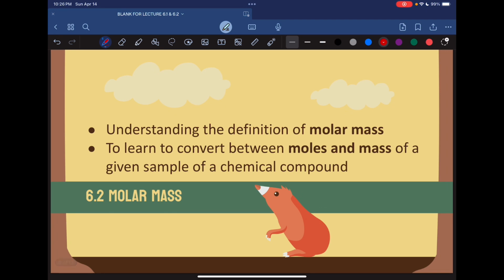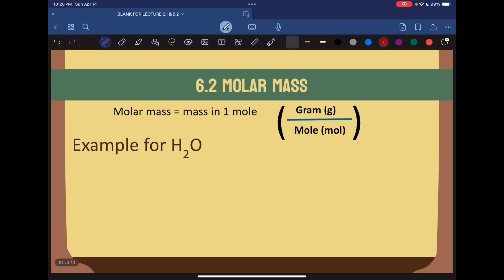Cool, we've made it to 6.2. You're going to hopefully understand the definition of molar mass and learn how to convert between moles and mass of a given sample of a chemical compound. So, molar mass. Molar mass is the mass of 1 mole. The unit for it is grams per mole. It also looks like this. This is saying for every 1 mole, it has this many grams.